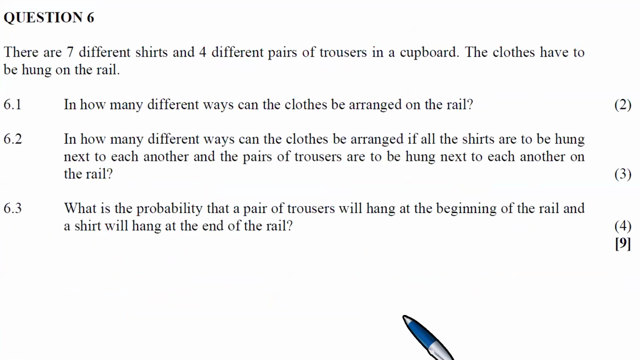We move forward. Let us deal with the shirts. There are 7 different shirts and 4 different pairs of trousers in a cupboard. So you have your shirts at home, and you also have your pairs of trousers in a cupboard. The clothes have to be hung on the rail. In how many different ways can the clothes be arranged on the rail?